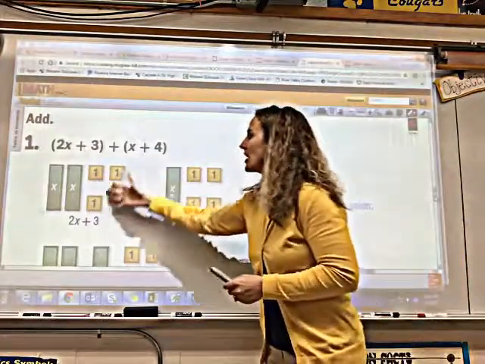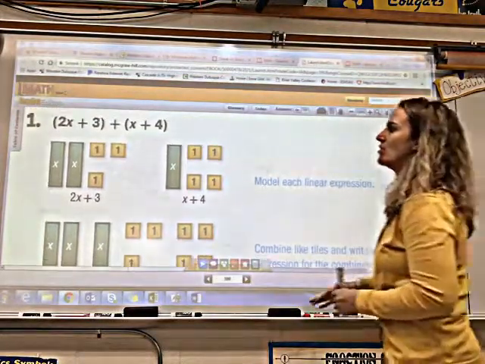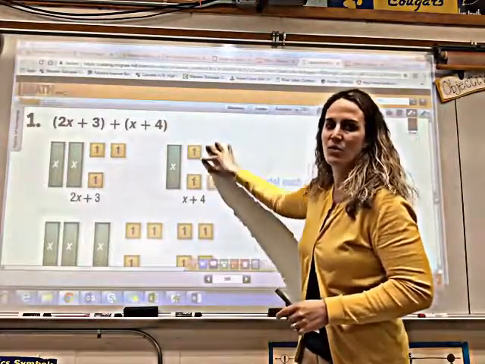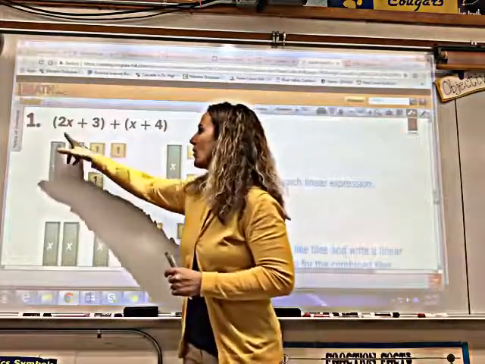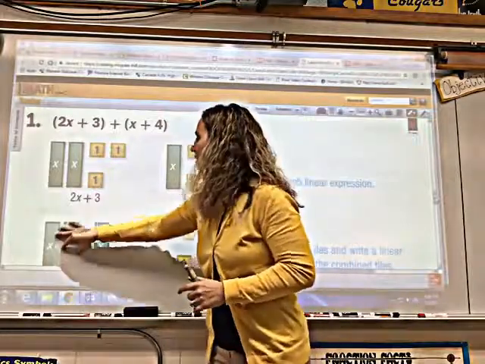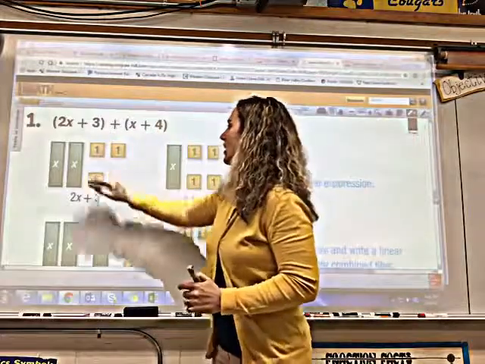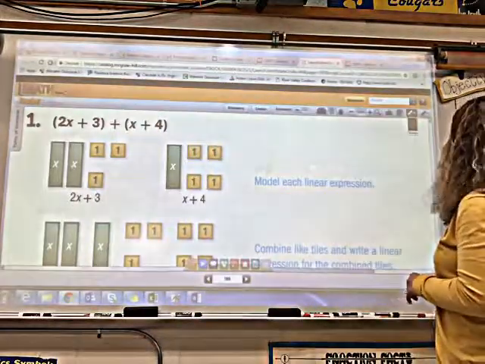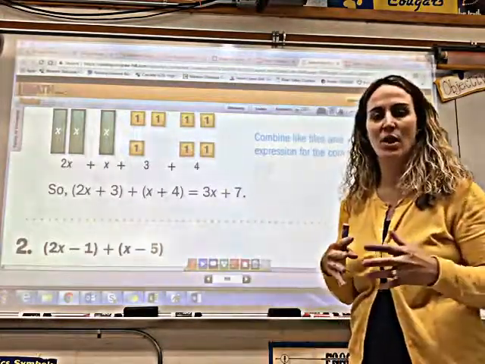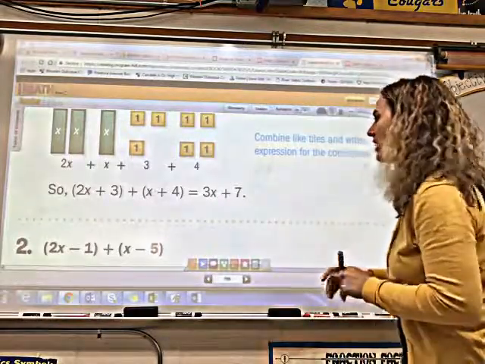One of the examples that they give you first is you're supposed to add 2x plus 3 and then plus x plus 4. They show you using algebra tiles. They model it for you, so you can see what they're doing. They start off with 2x's plus 3 ones here, and then I'm adding another x and 4 ones. Ultimately, what we want to do is combine our like terms. So we would combine our 2x's and our 1x to get 3x's. I would combine my constant of 3 and my constant of 4. So my 3 ones plus my 4 ones would give me a total of 7 ones. So overall, after I add linear expressions, my answer would be 3x plus 7.